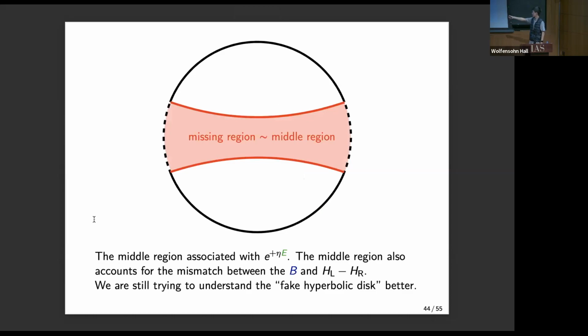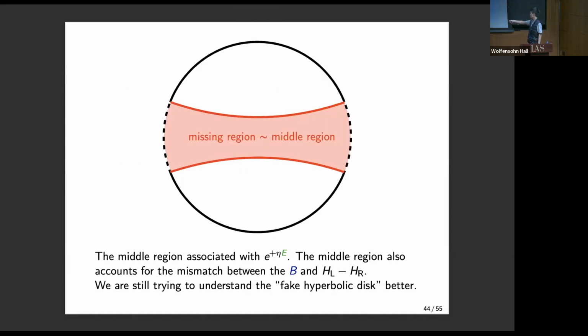Furthermore, there's some missing region here in this picture, and it seems like we can actually solve the inner product in this particular regime. We find that the inner product has this factor of the global time translation, which exactly accounts for the missing region. So it seems like the middle region is somehow associated with the inner product, although we don't have a great understanding of that.